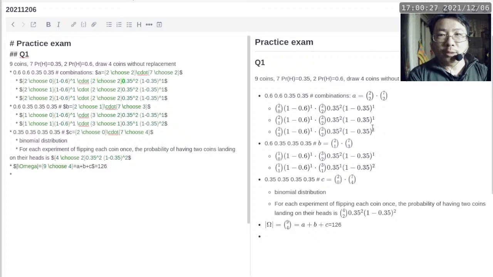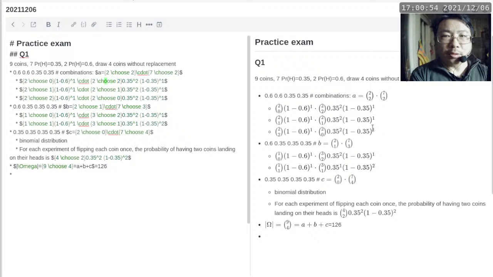But this time, the other number has to compensate for the first one. In other words, when we add how many we are choosing, the sum has to add up to 2. So if we have 0 of the 0.6, then we have to have 2 of the 0.35. If we have 1 of the 0.6, then we have to have 1 of the 0.35. And if we have 2 of the 0.6, then we have to have 0 of the 0.35.